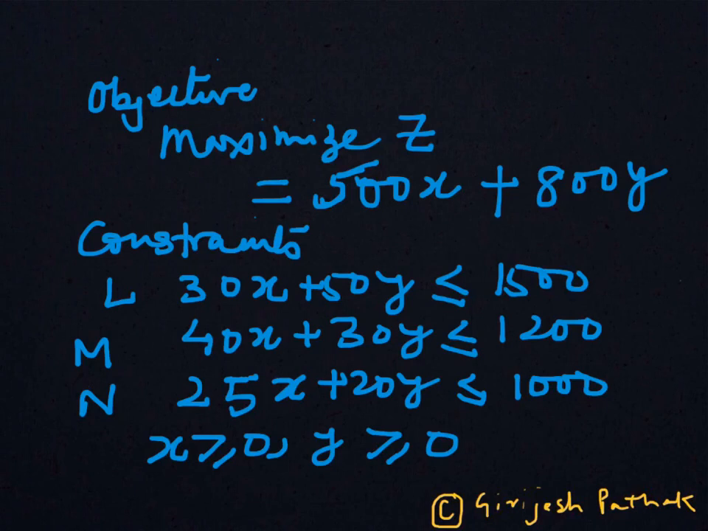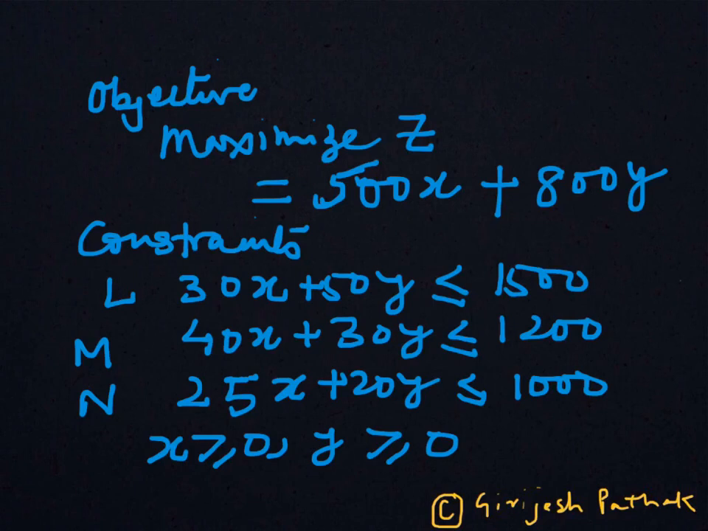Similarly, for chemical M, if we take the requirement of chemical M as 40 and 30 in paint A and paint B respectively, then 40x plus 30y is the total consumption, which is less than or equal to 1200, which is the available quantity. Similarly, 25x plus 20y less than or equal to 1000 gives us the constraint for chemical N.